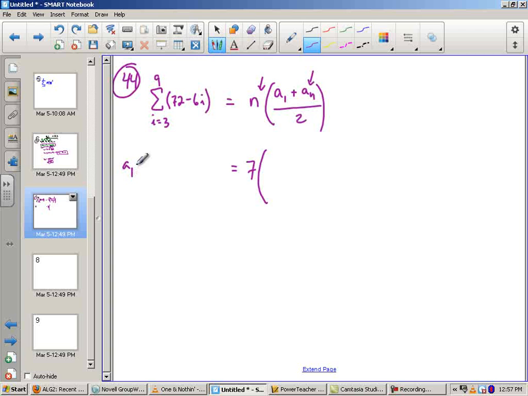Now I need to find a sub 1. That is going to be 72 minus 6 times my first value, which is 3. And 72 minus 18 is 54. So a sub 1 is 54. I'm going to add in the last term, which is a sub 7, because it's 7. But that's going to be when I plug the 9 in. It gets a little confusing with the labeling being off. But see how these are off by 2? Well, 9 and 7 are also off by 2. At any rate, 72 minus 6 times 9.